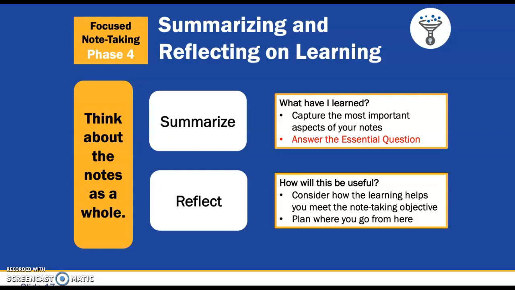So, for example, if the essential question is, how do small actions create larger consequences, and I'm teaching about the Gilded Age, my students might talk about how some small things that happened in the Gilded Age led to bigger impacts and essential understandings. Reflecting, how will this be useful? Consider how the learning helps you meet the note-taking objective. Plan where you go from here. So this one is good for if you're doing a science or math type class, if you're trying to connect there, or it's really just good for an application activity.